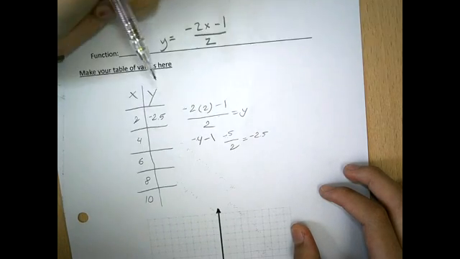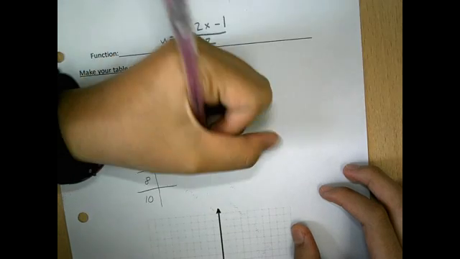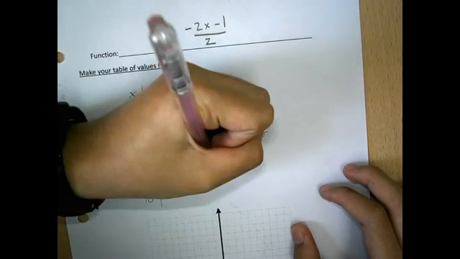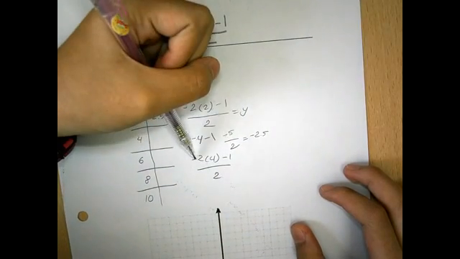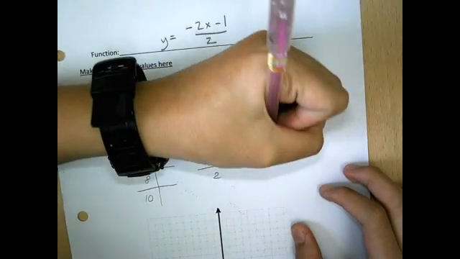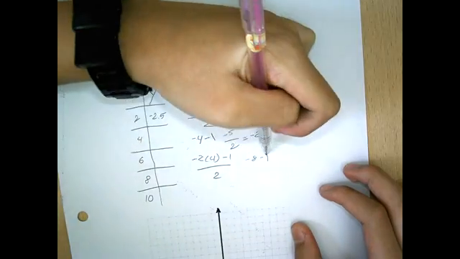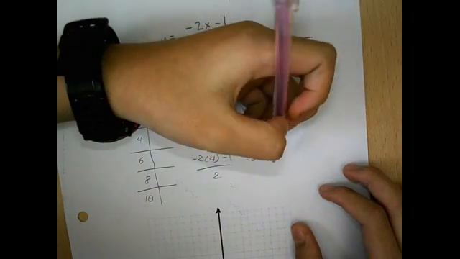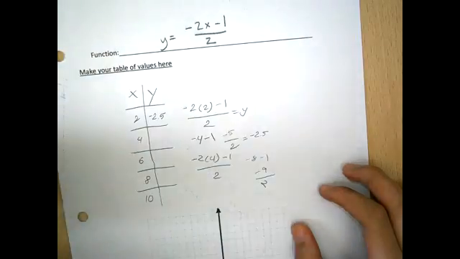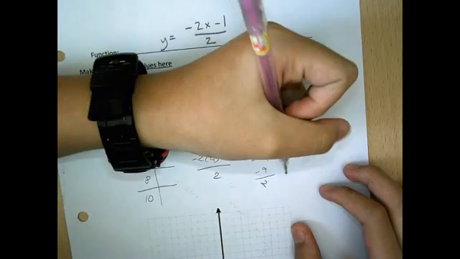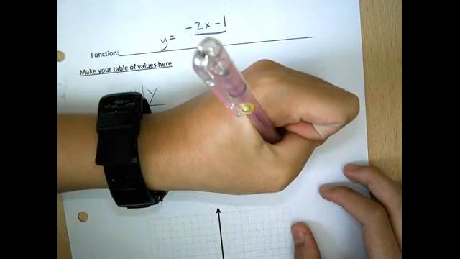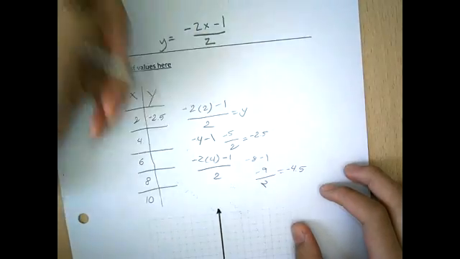Then you would input the second x, which is 4. So negative 2 times 4, that's negative 8. Minus 1. And that would be negative 9. Now it's negative 9 over 2. And so that would be negative 4.5.